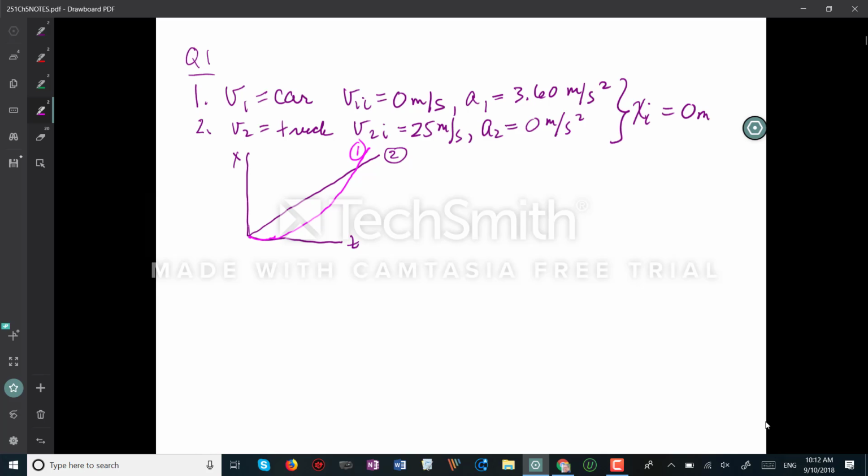So when the truck is overtaken by the car, what condition has to be met? How do we know when that happens? Anybody? Yeah, that's right. So let me call that X final, and that'll be at T final. Okay. So what is X for uniformly accelerated motion, constant acceleration? X equals X initial.